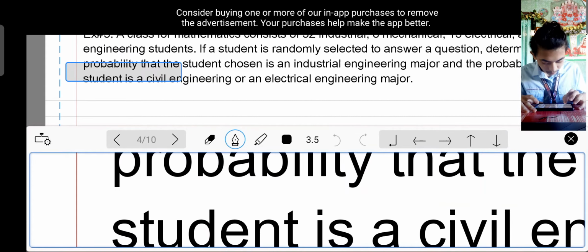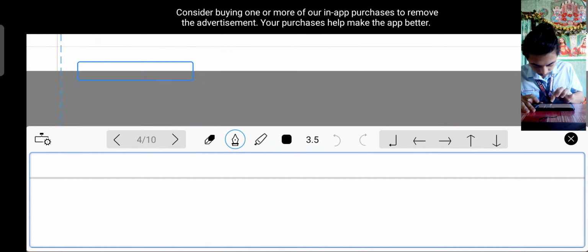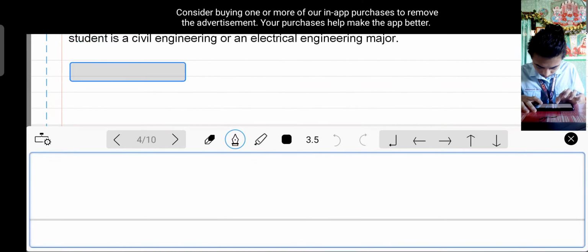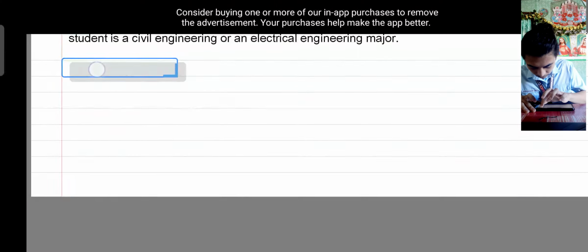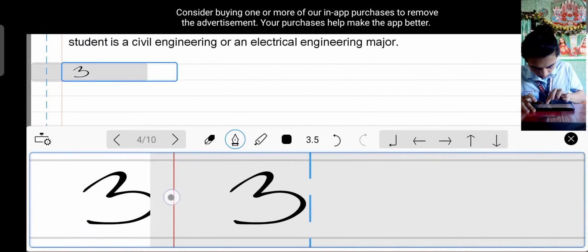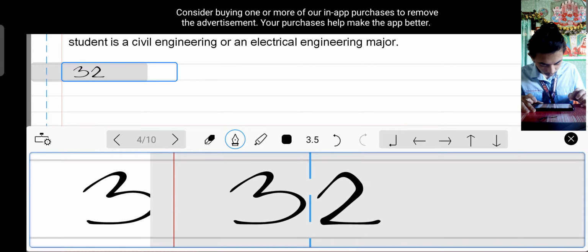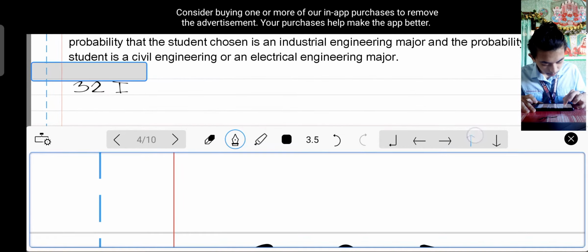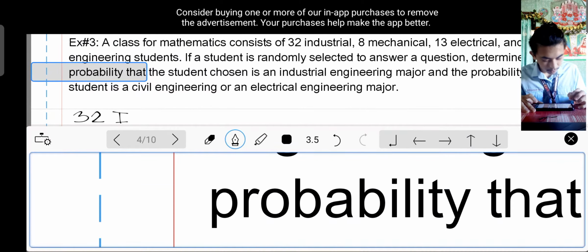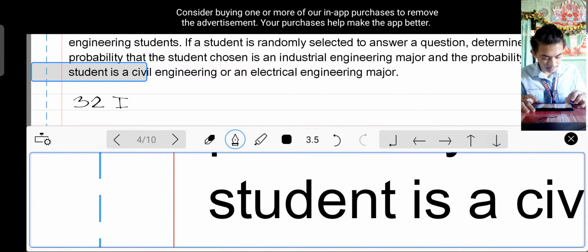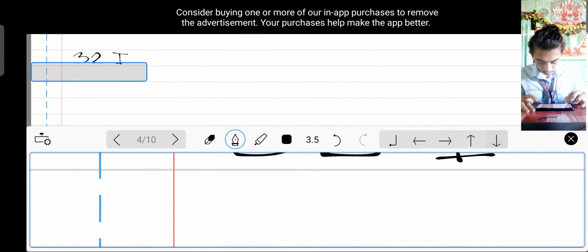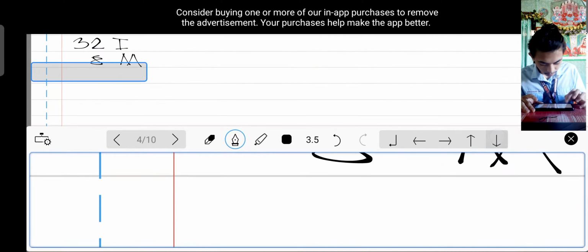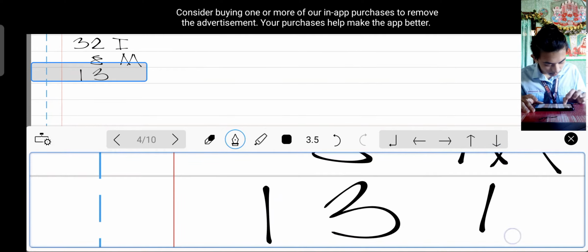Number 1, we have 32 industrial. Let us write the 32 industrial. Then we have 8 mechanical, then 13 electrical.